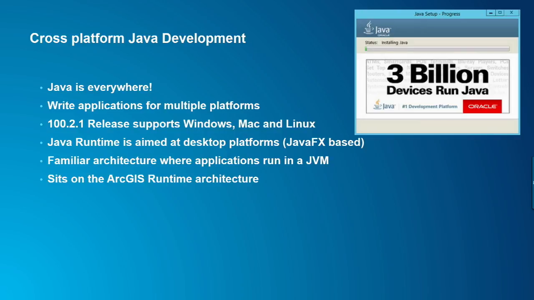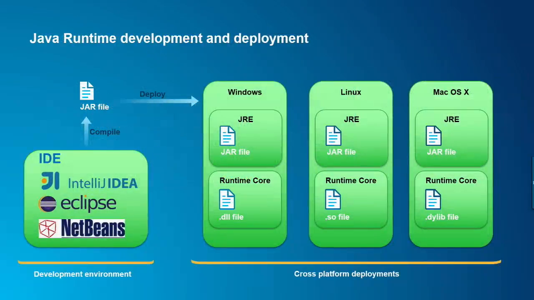Now, the 10.2.1 release of Runtime is really aimed at Windows, Mac, and Linux. So we're really about deploying applications to desktop platforms. So we don't cover mobile platforms, it's just desktop. And we're about writing JavaFX-based applications. Now, as Rex's slide demonstrated, the architecture we're running on here is actually based on the runtime core, but because it's a Java application, it needs to run inside a JVM that needs to be installed on your machine.